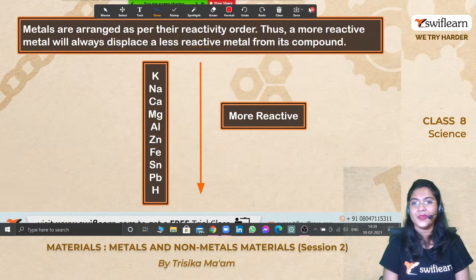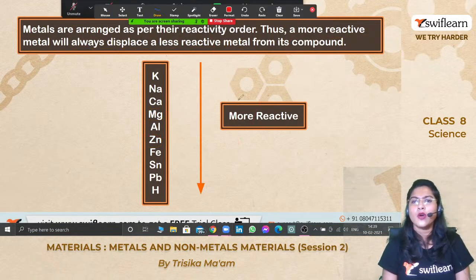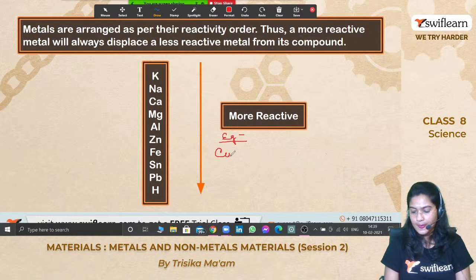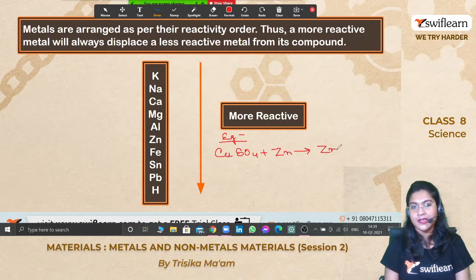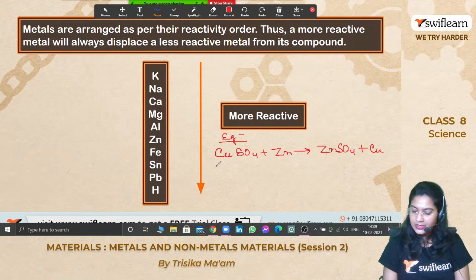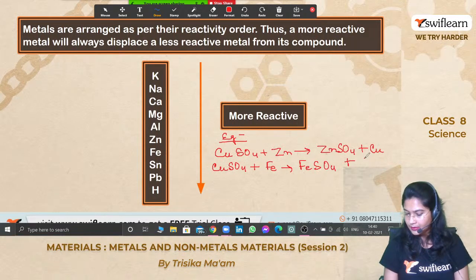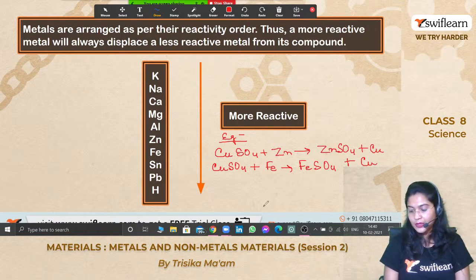Yes, any doubt? Okay, now let us move on to some of the common examples of displacement reaction. For example, copper sulfate, when it reacts with zinc, forms zinc sulfate and copper. Clear? You can take the reaction of copper sulfate with iron also. When it reacts with the iron, they form ferrous sulfate plus copper. Clear?